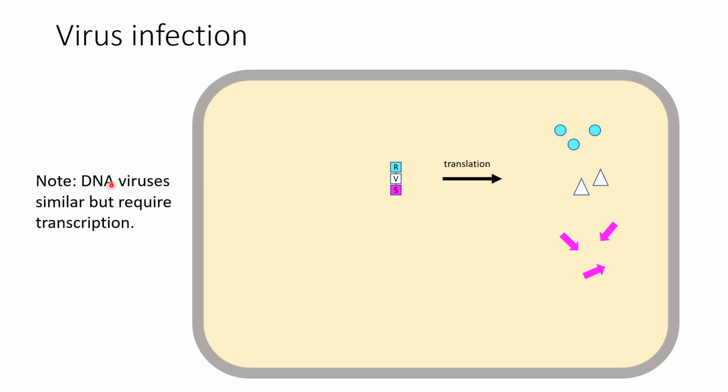Note that DNA viruses follow a very similar process, but since their genome is composed of DNA, they insert themselves into the normal processes of the cell upstream from here and must be transcribed into messenger RNA in order to make viral proteins.